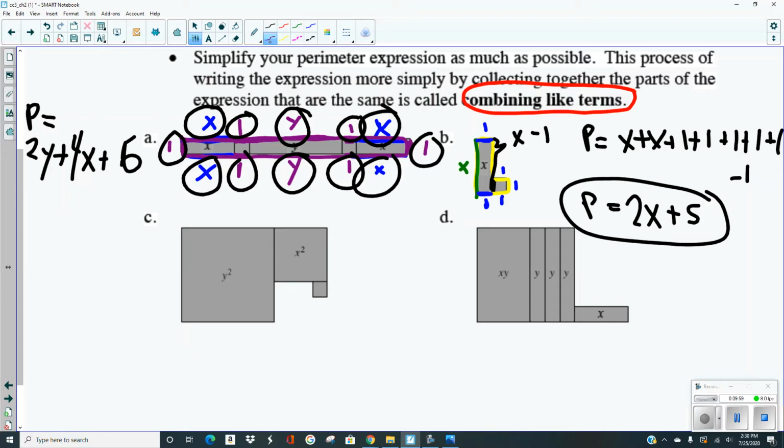Go ahead and take a look at C. I'm going to have you pause the video and actually give it a try. Copy down the drawing, label all its sides, and find the perimeter. Then go ahead and press play to check your work.